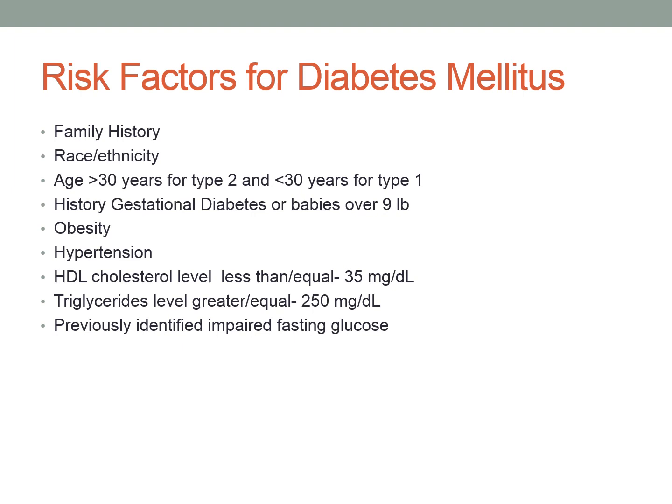When we look at race and ethnicity, again, something we can't change, but we know that we see it more commonly in African Americans, Hispanic, Native Americans, and Asian Americans. And again, age is something that we can't modify as well. We know that women who have gestational diabetes during pregnancy or who deliver babies over 9 pounds are also at an increased risk for diabetes. Things that we can change that are modifiable would be obesity.